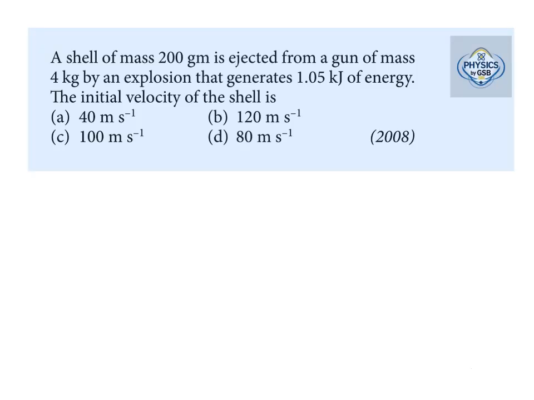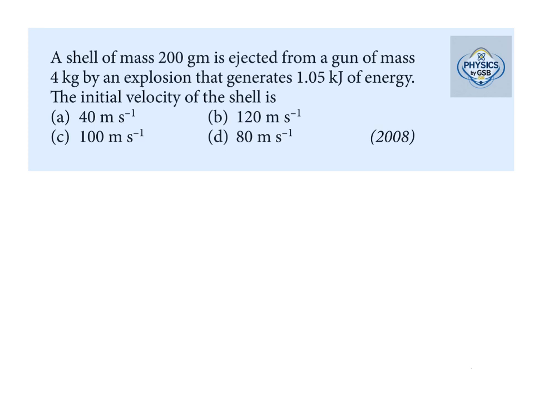So in the question, it has been given that there is a gun of mass 4 kg which fires a shell of mass 200 grams. And in this process, 1.05 kilojoules of energy is released. So what is the initial velocity of the shell?